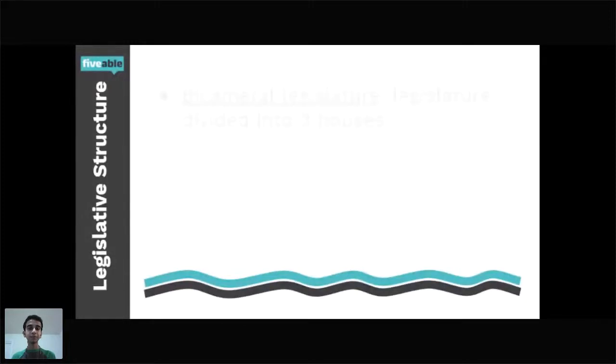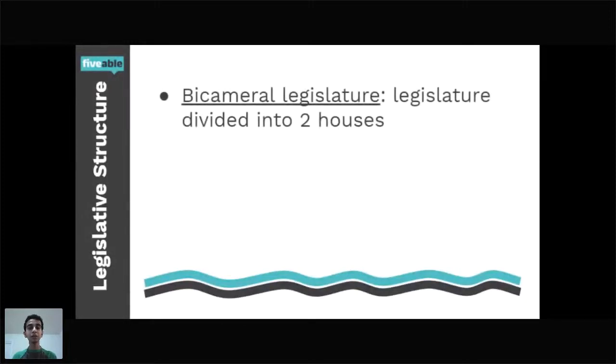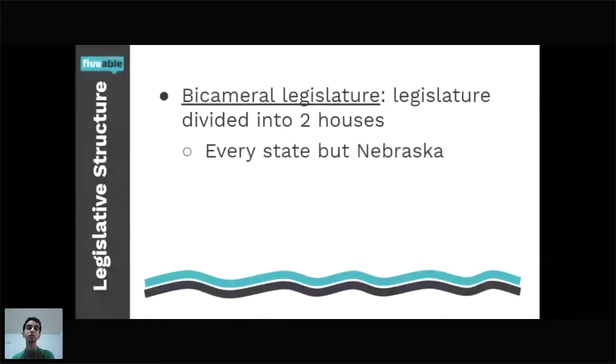The bicameral legislature is a legislature that's divided into 2 houses. Like we said before, this is super important because it provides balance to our political structure. Again, every state but Nebraska has a bicameral legislature. So that is something you want to think about.